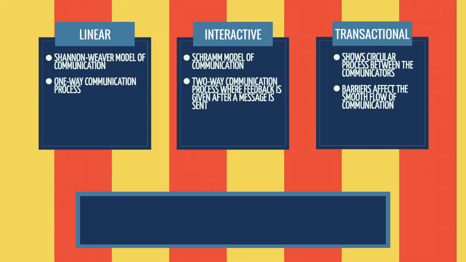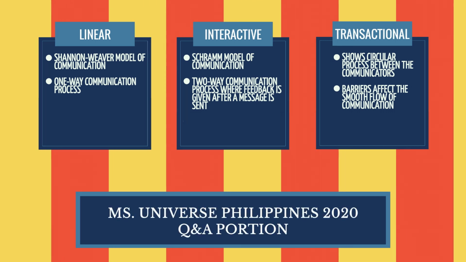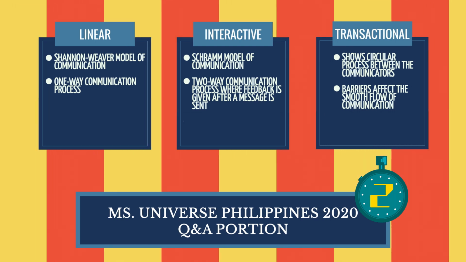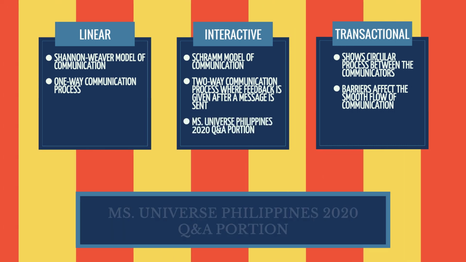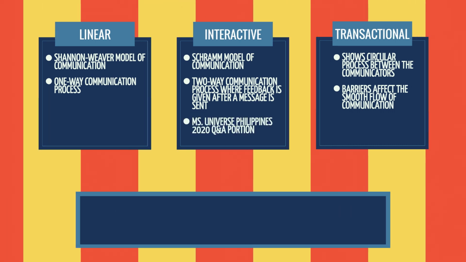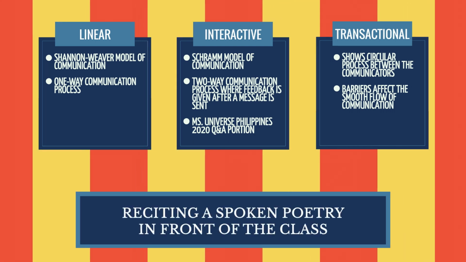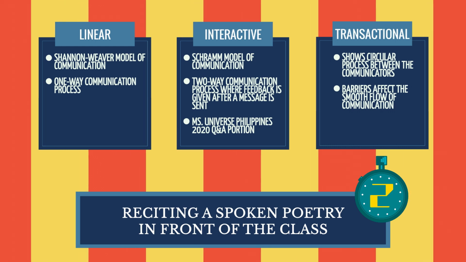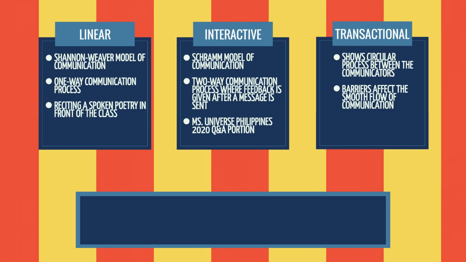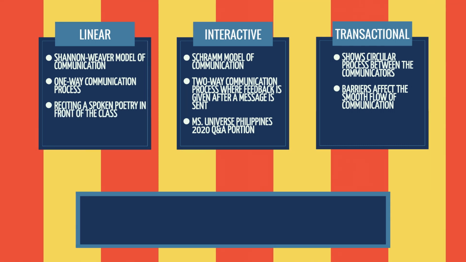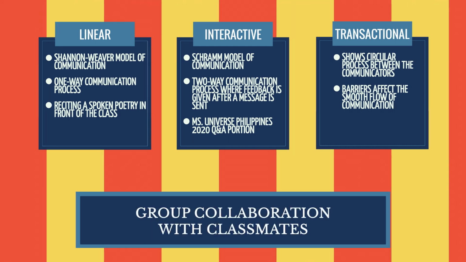Linear model. Let's have letter G, Miss Universe Philippines question and answer portion. What did you answer? Correct. It's interactive. You made the right choice. Letter H, reciting a poem in front of the class. What did you answer? Keep it up. Linear model. Let's have letter I, group work collaboration with your classmates.